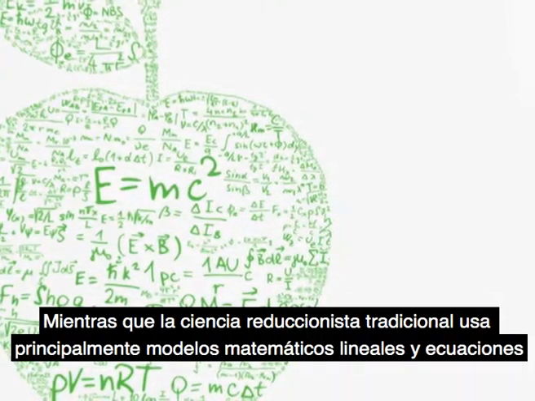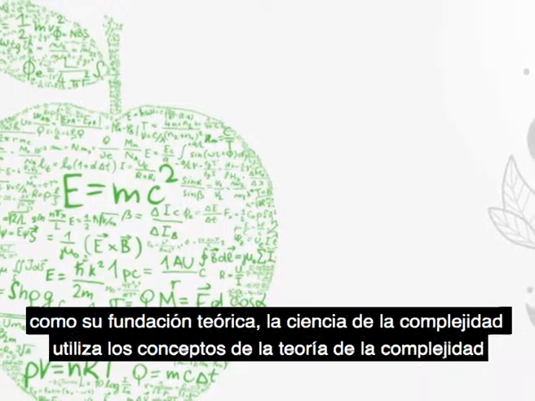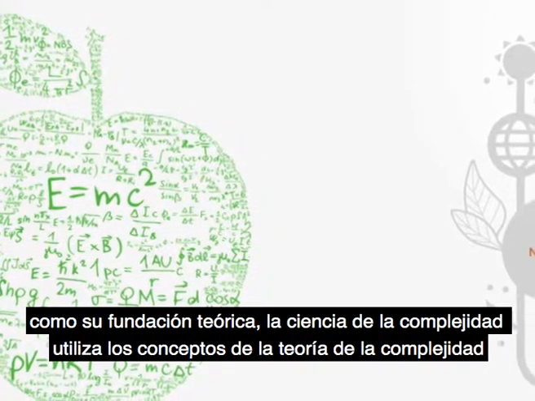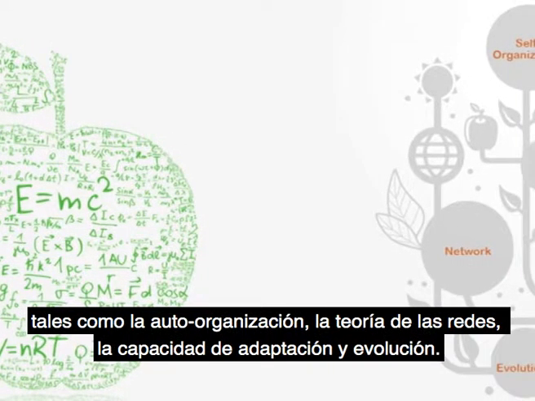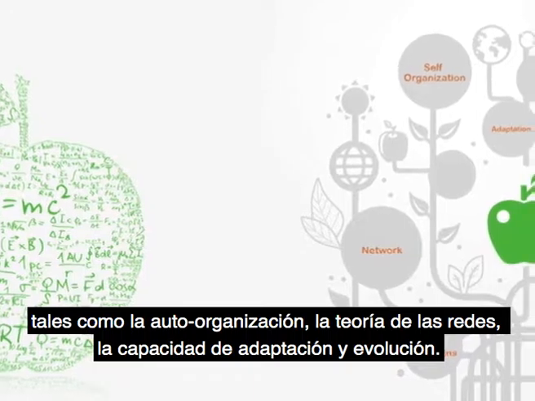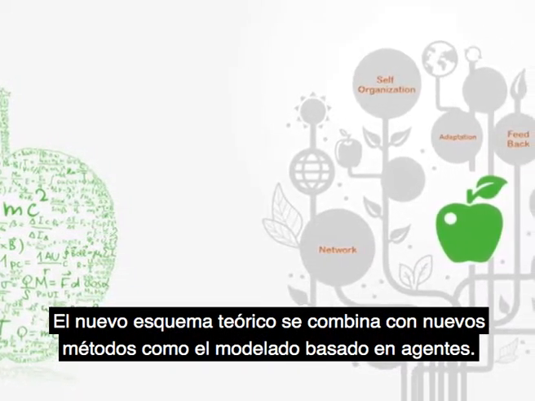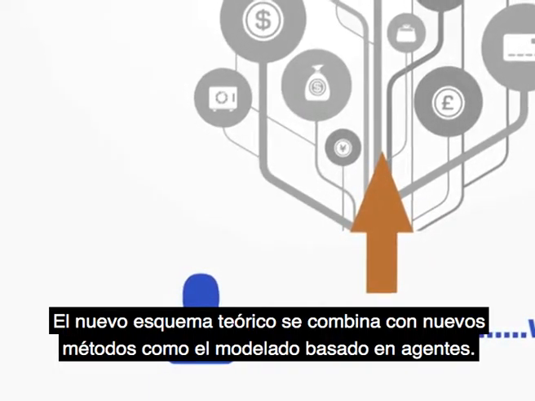Whereas traditional reductionist science primarily uses linear mathematical models and equations as its theoretical foundations, complexity science uses the concepts of complexity theory such as self-organization, network theory, adaptation, and evolution. This new theoretical framework is combined with new methods such as agent-based modeling.